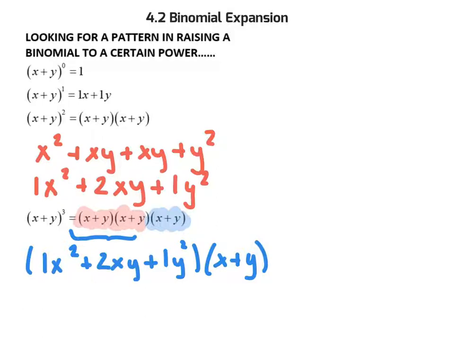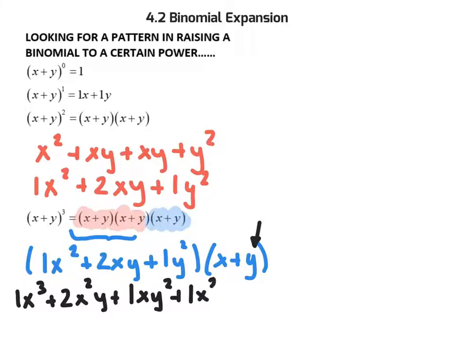You ready? x times each of those. That would be 1x cubed plus 2x squared y plus 1xy squared. Now let's multiply y times each of those. That would be 1x squared y plus 2xy squared plus 1y cubed. Do you see what's happening?